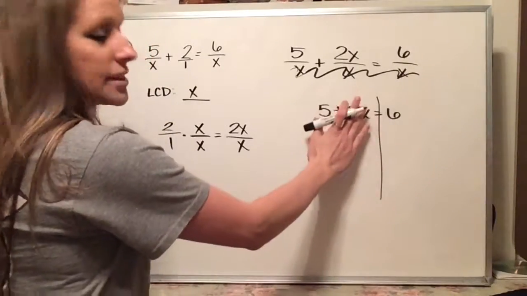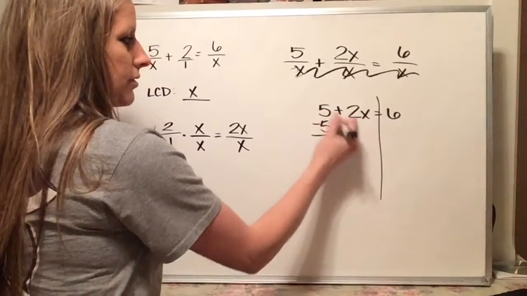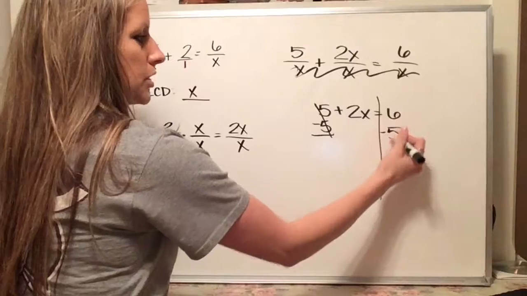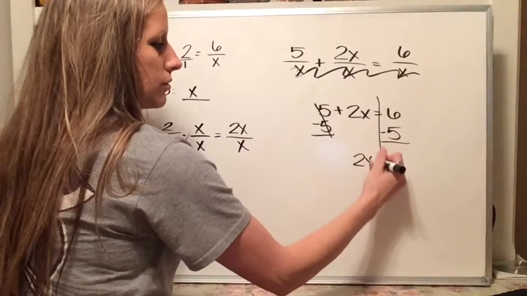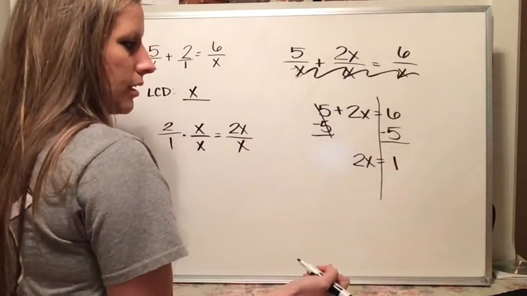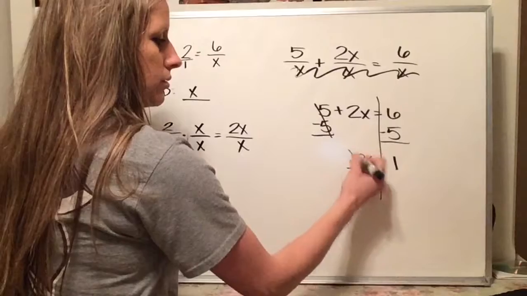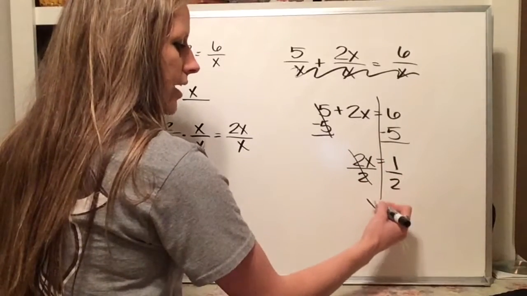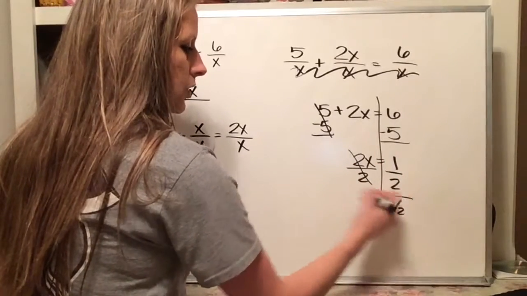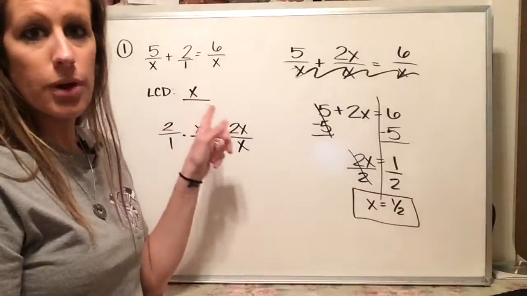Okay, so I'm going to save the x for last. I'm going to subtract the 5. We're trying to get our x by itself. So 2x equals 6 minus 5 is 1. Okay? The opposite of multiplying by 2 is dividing by 2 to both sides. So x equals 1/2.